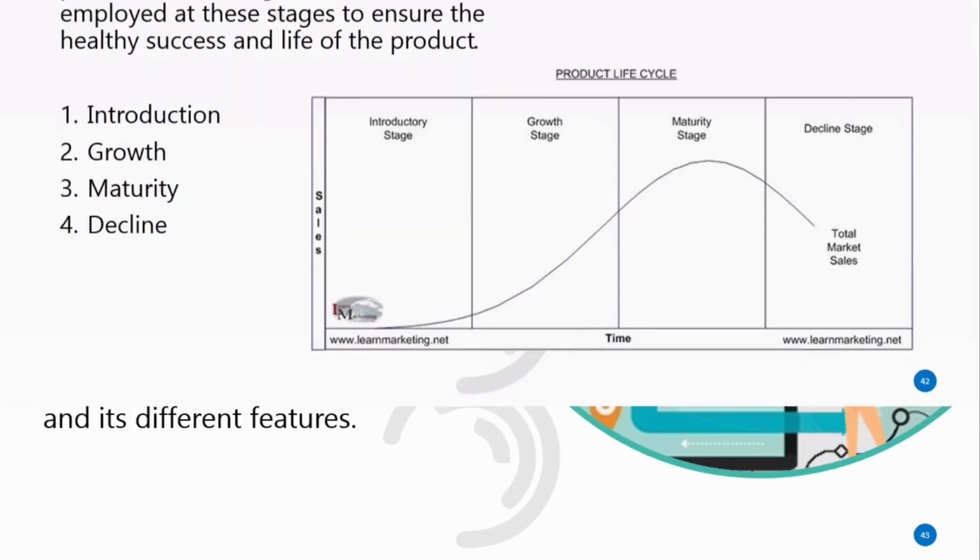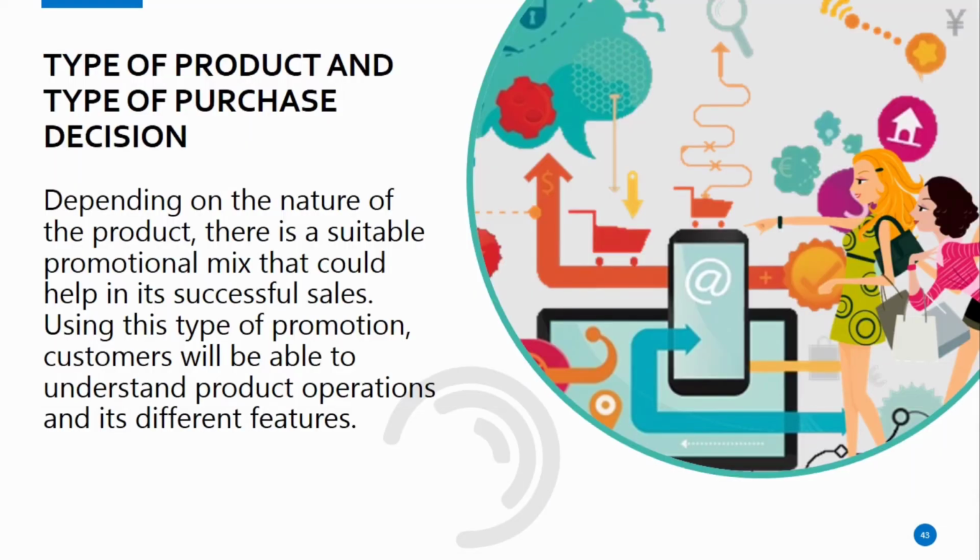Next is type of product and type of purchase decision. Depending on the nature of the product, there is a suitable promotional mix that could help in its successful sales. Using this type of promotion, customers will be able to understand product operations and its different features. So, different products also require different types of promotion, which means if a product is highly technical and very expensive, it may need professional selling, so the customer understands how the product operates and its different features.